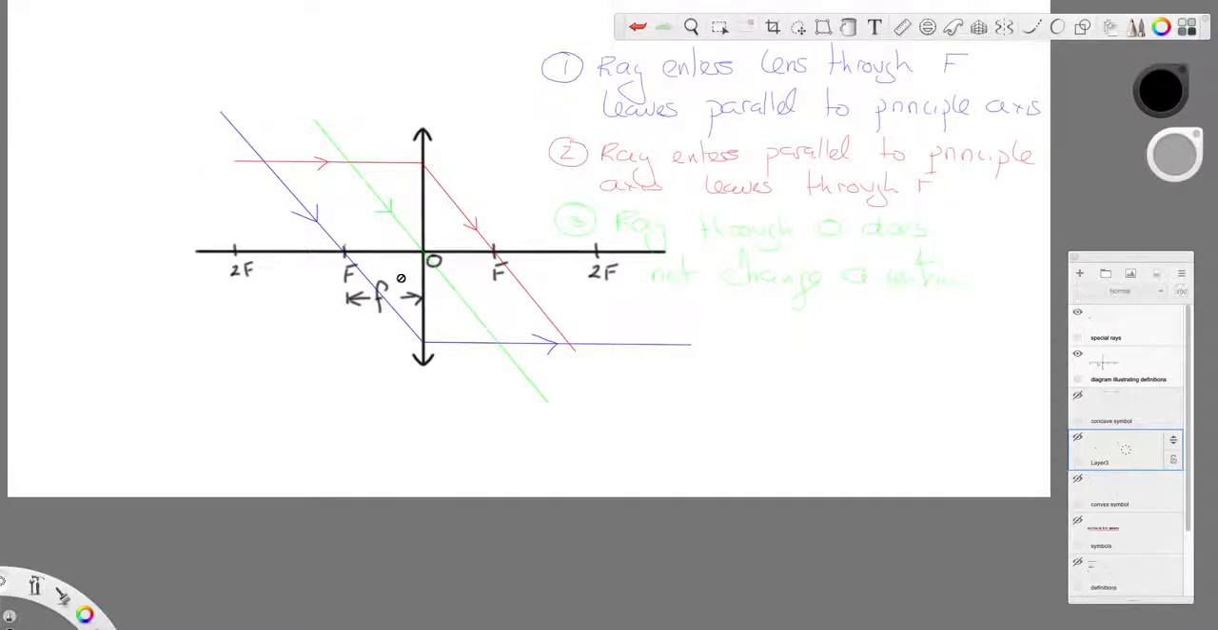The other special ray is one which comes in through the optical center. If it passes in through the optical center, it doesn't change direction. Now, if you think, all you need are two rays for you to decide where your image is going to be. So these two rays here, one in parallel out through the focus, one in through the focus out parallel, where those two rays meet, that's where my image is going to be.